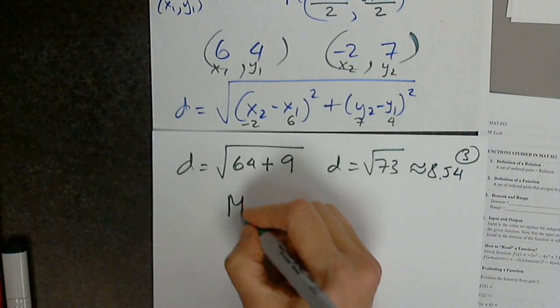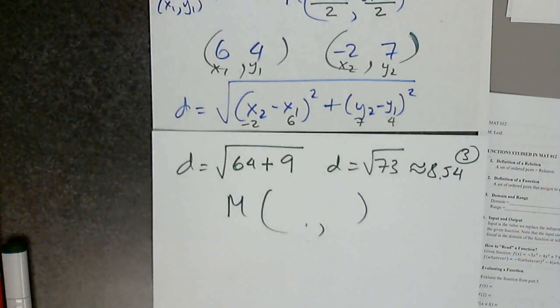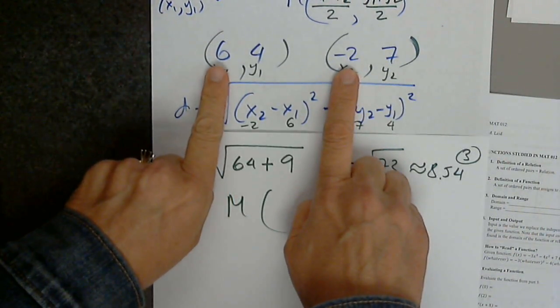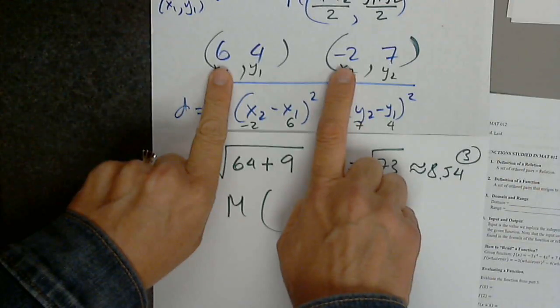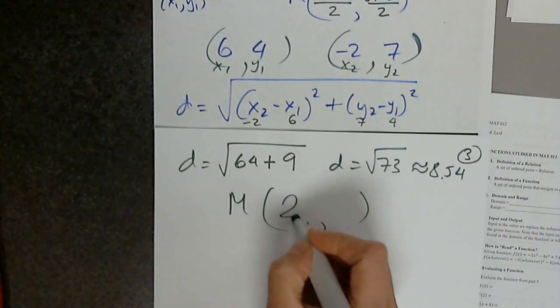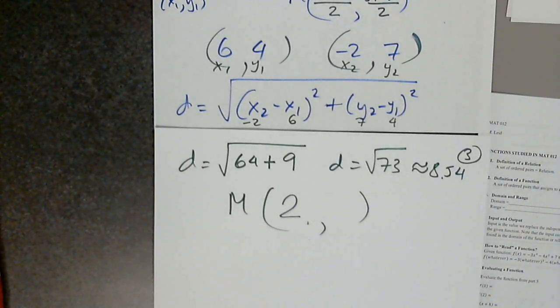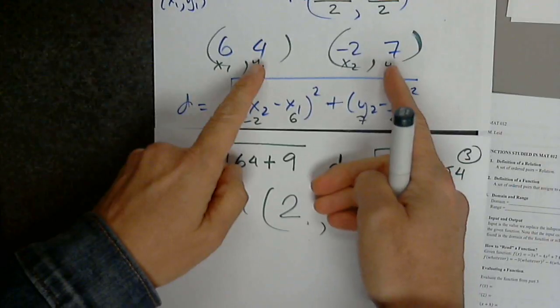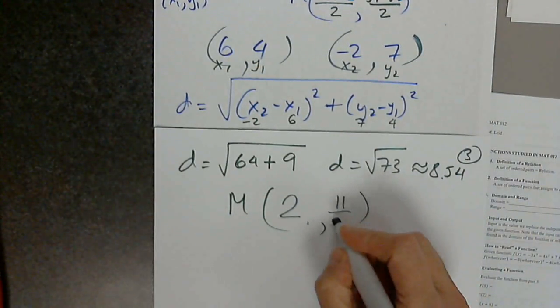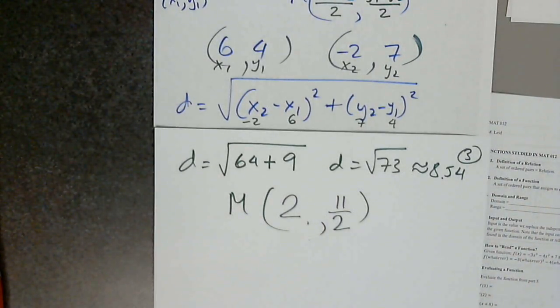Now I would like to determine the point that will divide the segment into two equal parts. All I have to do is add the x values. When I add 6 to -2, what do I get? 4. How much is 4 divided by 2? 2. That's the x coordinate of the midpoint. Now I'm going to add 4 to 7. How much do I get? 11. So then the y coordinate is 11 divided by 2. And that is the end of section 10.3.